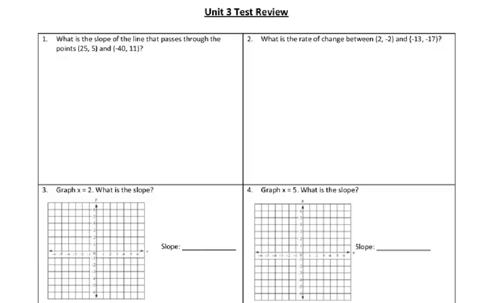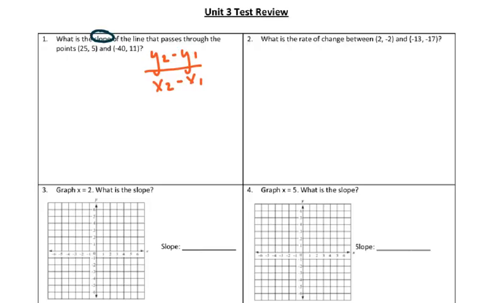So we're going to start with number 1. And number 1, it says, what is the slope of the line that passes through the points (25, 5) and (-40, 11)? So what we need to know is that on your formula sheet, you would always have the equation. So the slope is my change in y's over my change in x's. So that means that it's y2 minus y1 over x2 minus x1.